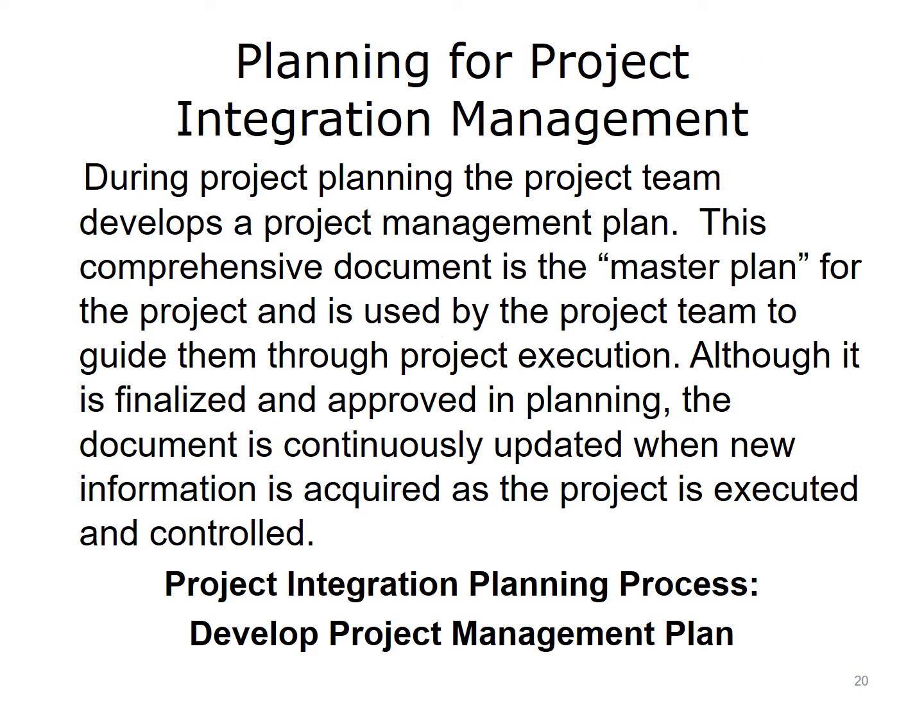After a project is initiated, the project manager and team will begin the planning phase. Based on the scope of the project and product, which can be gathered from the project charter and stakeholder register, the manager can develop a project management plan. The project team uses this comprehensive document as a master plan to guide them through project execution. Although it is finalized and approved during the planning phase, the manager continuously updates the project management plan when new information is acquired during the project's life cycle.